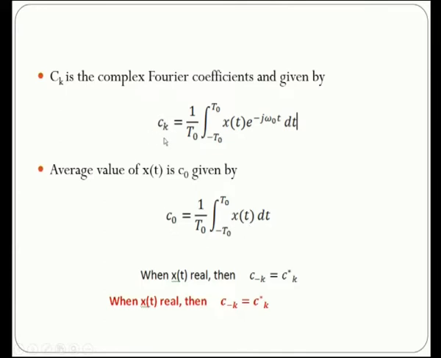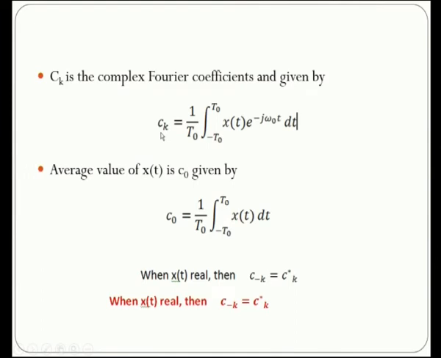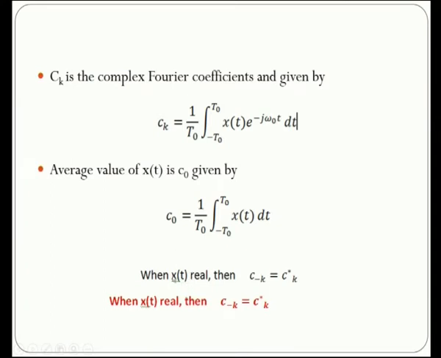Instead of calculating ak and bk, in the complex Fourier representation, we are calculating only the Ck. Instead of A0, the initial or average value, here we calculate C0. So, when the x of t signal is a real signal, then C of minus k equal to the complex conjugate of C of k.